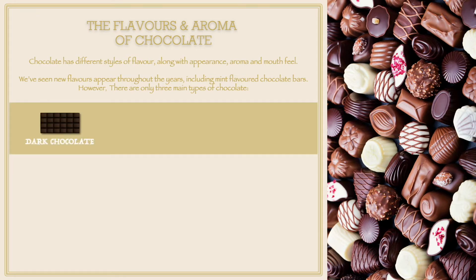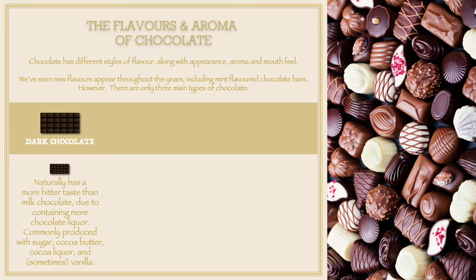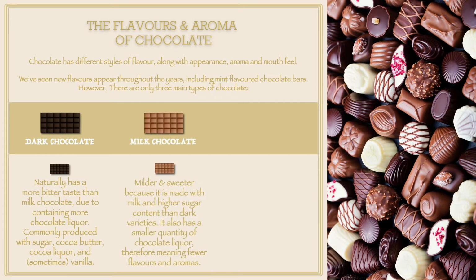Dark chocolate naturally has a more bitter taste than milk chocolate, due to containing more chocolate liquor. Commonly produced with sugar, cocoa butter, cocoa liquor, and sometimes vanilla. Milk chocolate. Milder and sweeter because it is made with milk and higher sugar content than dark varieties. It also has a smaller quantity of chocolate liquor, therefore meaning fewer flavors and aromas.